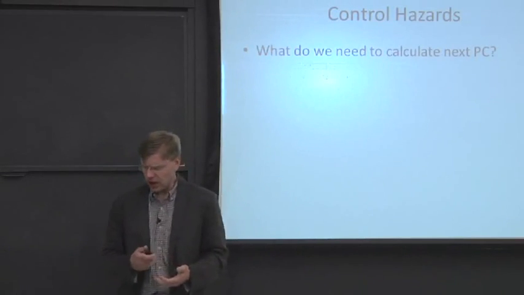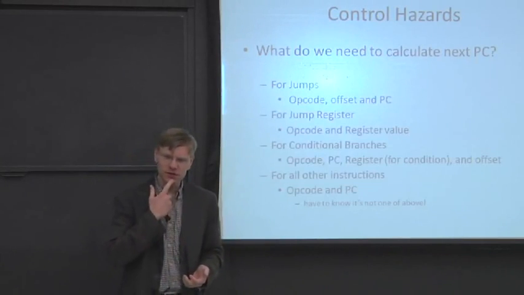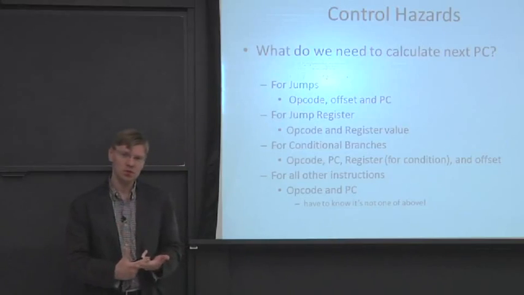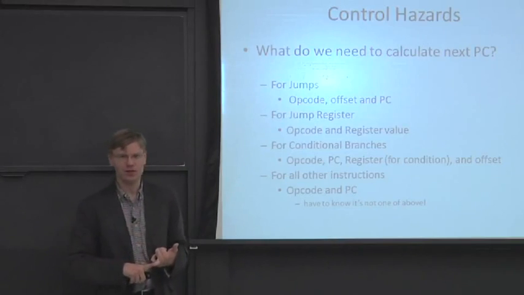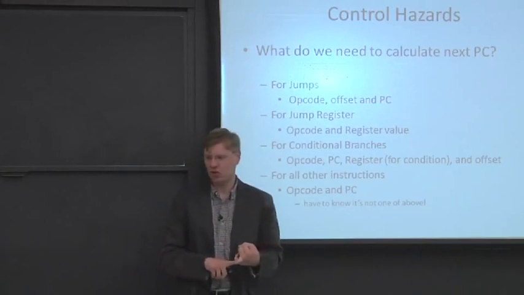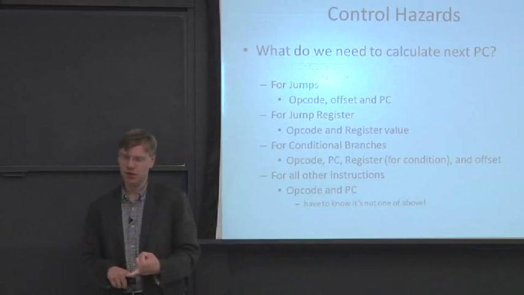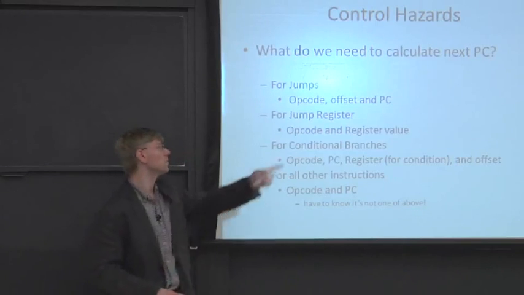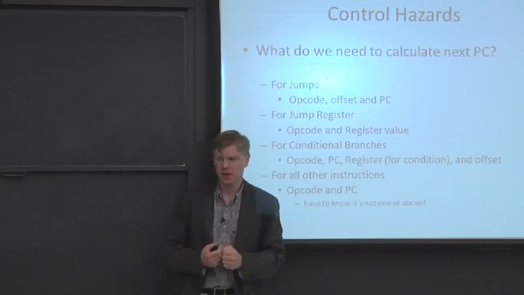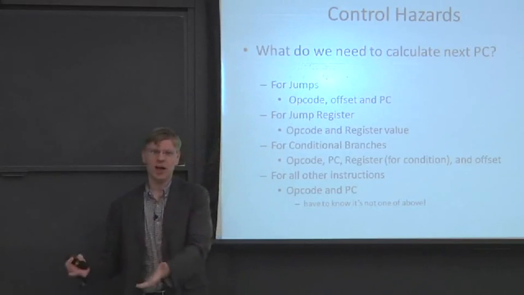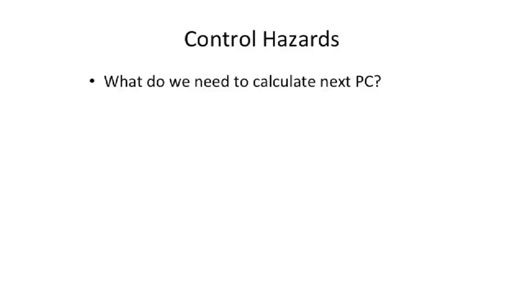So as you might guess, it's actually different for branches and jumps than it is for more traditional instructions or arithmetic logic instructions or everything else. So let's start off by looking at jumps. If we look at a jump, you need to look at the opcode to make sure that it's actually a jump. You also need to look at the offset within the instruction, and you need to look at the current program counter.